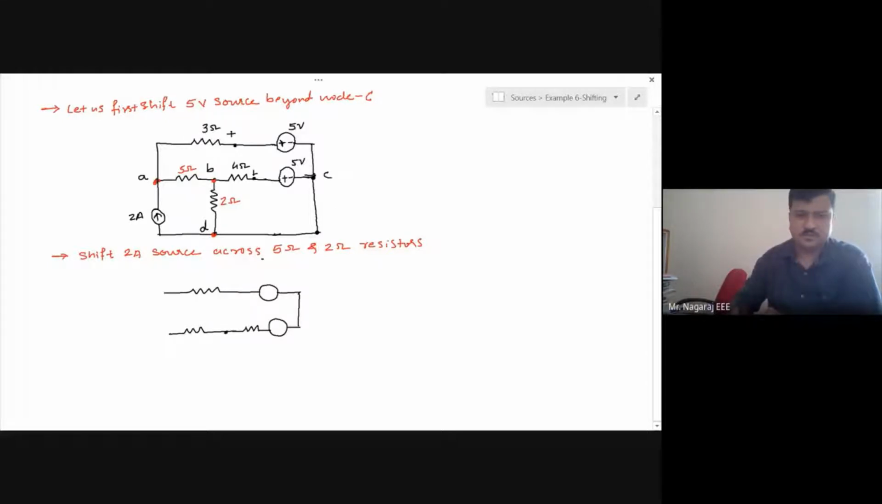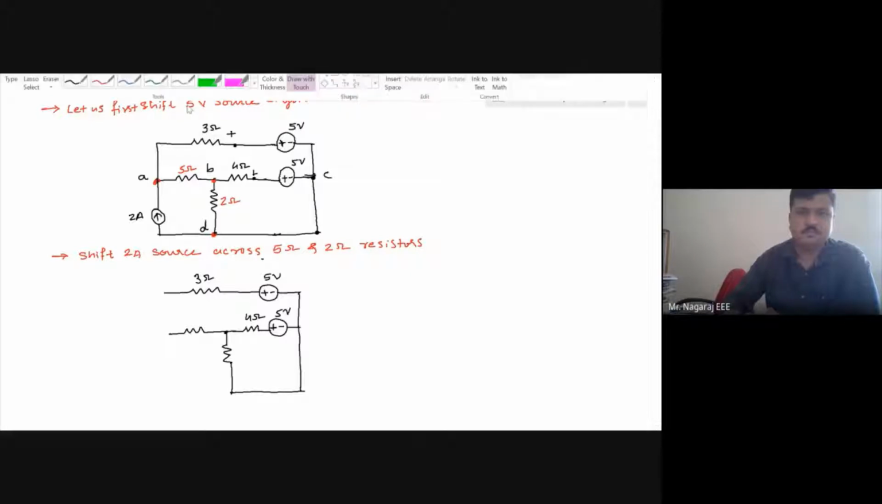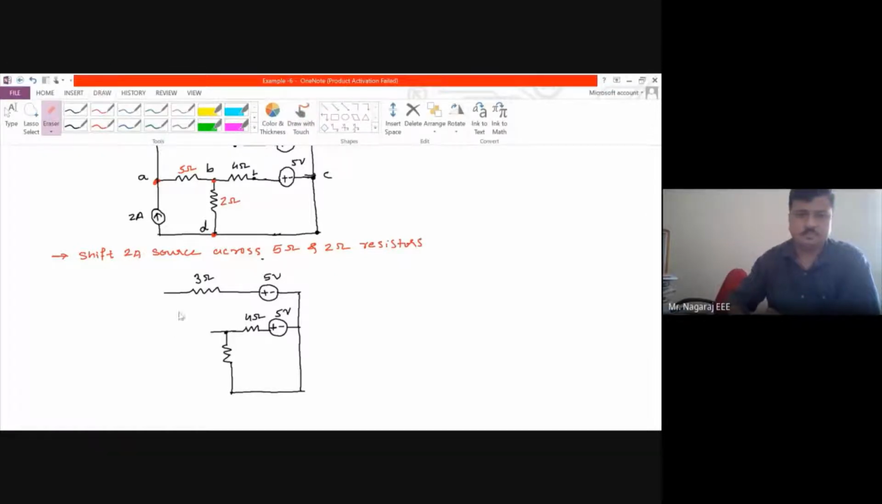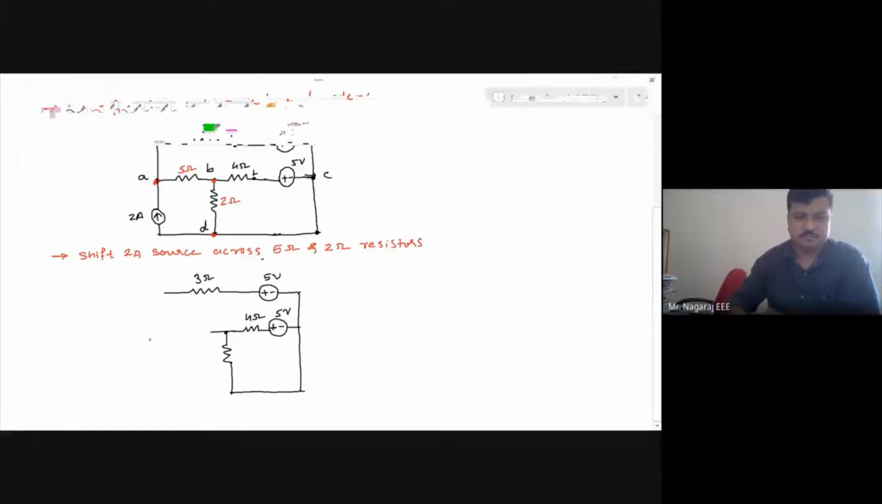This is node C. This is 4 ohms, 3 ohm, plus minus 5 volt, 5 volt. This is 5 ohm and this is 2 ohm.